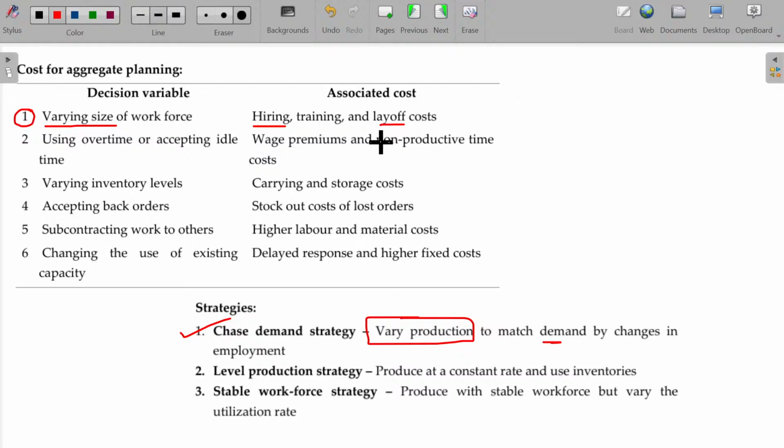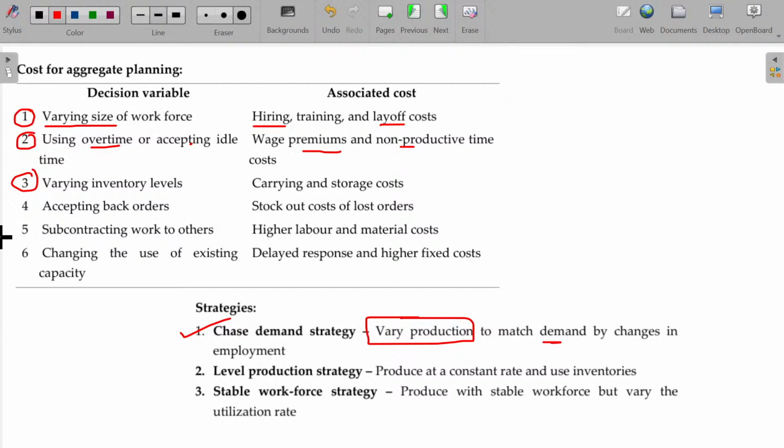While hiring, we have to spend the hiring cost as well as the training cost. While sending them out, we have to pay the retirement benefits and layoff cost. So if I plan to change the workforce, it has associated costs. Or I can use overtime or accept idle time. When the demand is higher, I ask the employees to work more in overtime after the working hours, and we pay extra overtime premium. When the demand is lesser, we ask the employees to work leisurely and take idle time also. Then we have to pay for the non-productive time also. That will be a cost.